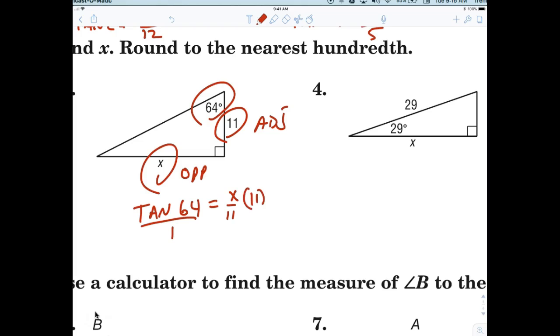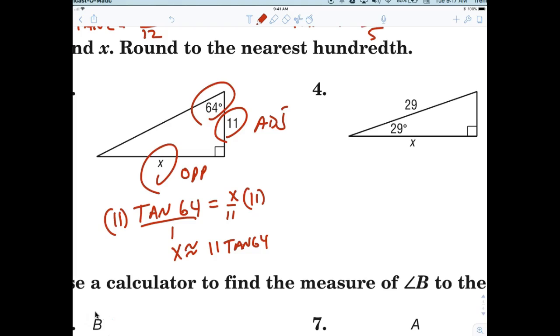For you guys, I'd hope you just say, well, I'm just going to multiply both sides by 11. And so x is approximately 11 times the tangent of 64. Notice I did not say inverse tangent. You use inverse sine, inverse cosine, and inverse tangent when you're looking for the angle. Hopefully you're listening to me, guys. When you're trying to find the angle, you use inverse sine, inverse cosine, and inverse tangent.